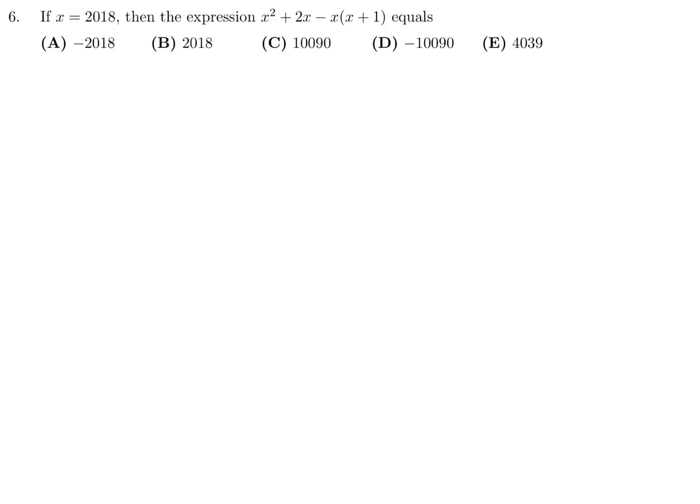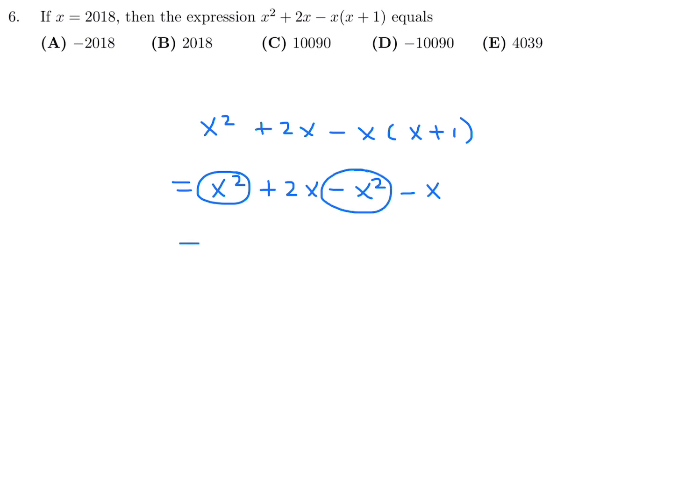If x equals 2018, then the expression x squared plus 2x minus x times x plus 1 is equal to. Well, I have a couple choices here. You can plug in 2018 and see what happens, or you can first expand it and collect like terms. Let's do that. x squared plus 2x minus x squared minus x. So that cancels with that, and all you're left with is 2x minus x, which is just x. And x is 2018. So that's a very interesting result. Number 6, the answer is B.